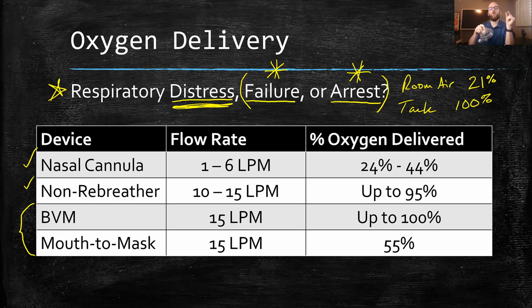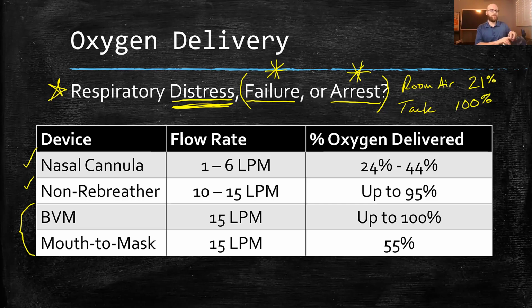If you don't quite have a good face to mask seal, then it may dip closer to that 95% like a non-rebreather. That's why it doesn't say it guarantees 100%. It says up to 100%. If you have a great face to mask seal, you get 100%. If you don't have a good face to mask seal and you're pulling in some of that room air, then you're not going to quite get 100%. Good. So BVM ventilation is that one. And we'll talk through our ventilation rates here in a second.